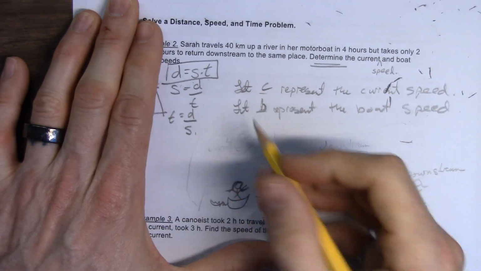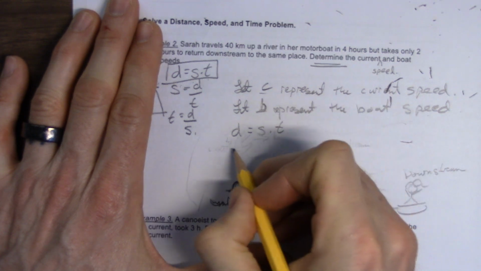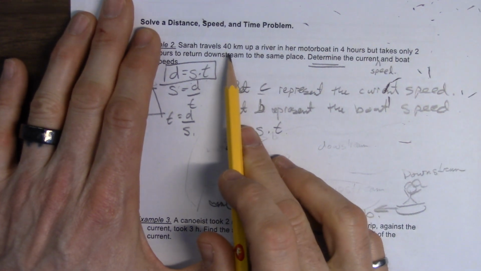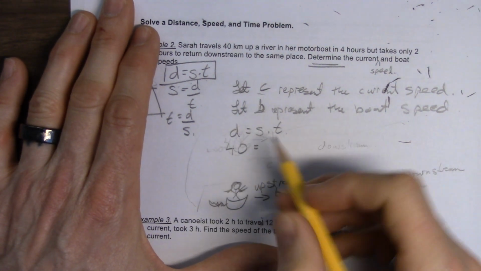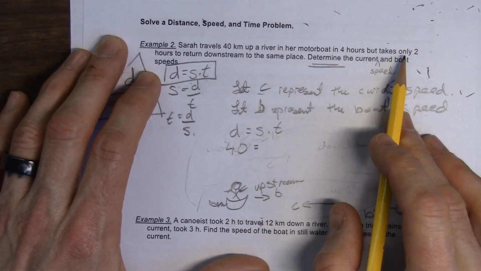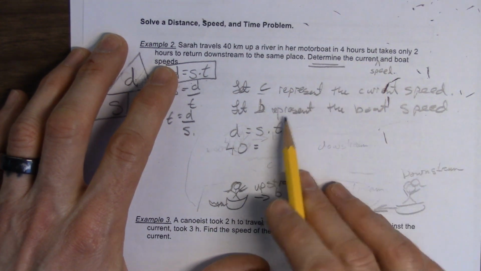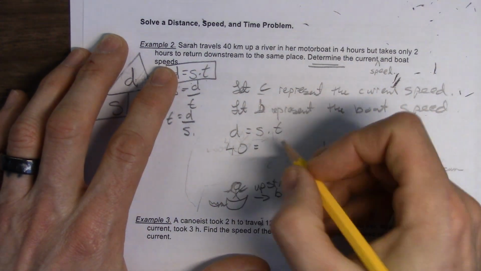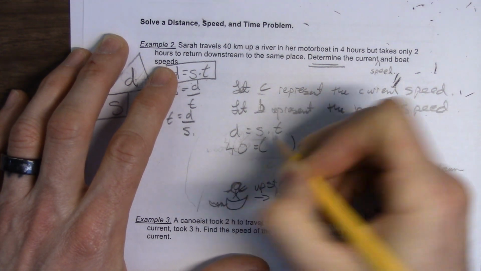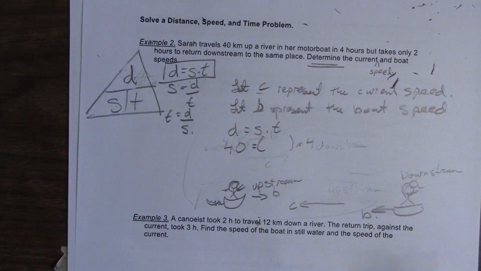I think I'm going to rewrite this. Okay, distance is equal to speed times time. We know our distance is 40 because it tells us how far she travels, 40. And we know that's going to be equal to her speed times her time. Now we know when she goes upstream, it takes her 4 hours. So I'm going to put my 4 hours over here. Now I need to determine her speed when she goes upstream. So what would that be?